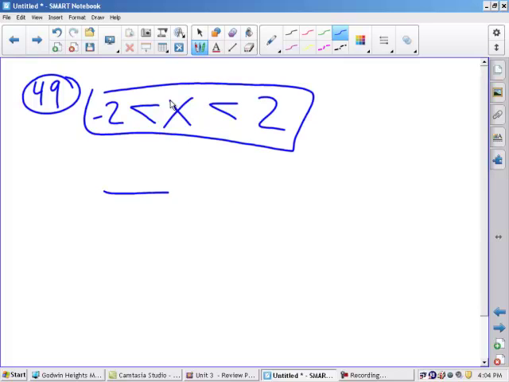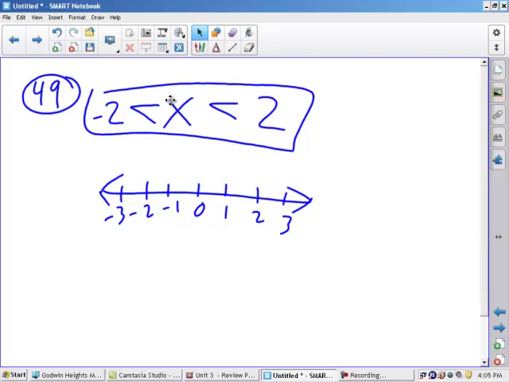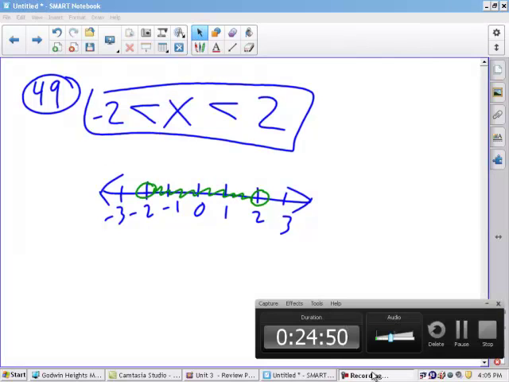And so then I need to go ahead and graph. So I put negative 2, negative 1, 0, 1, 2. We'll even put a 3 and a negative 3. Put your open circle at negative 2, open circle at 2, because it does not include those. And I scribble in between them. That's in between the negative 2 and 2.